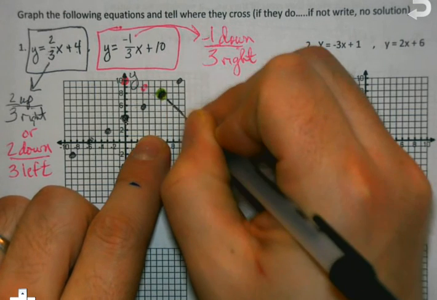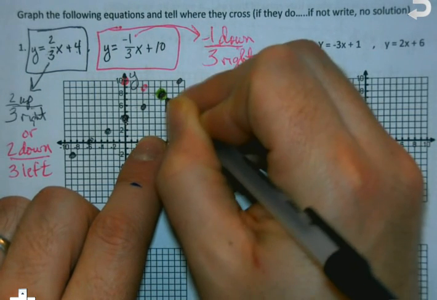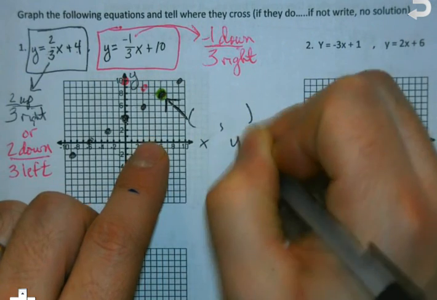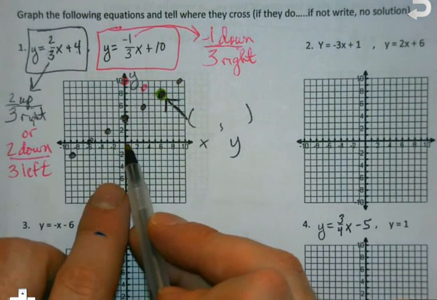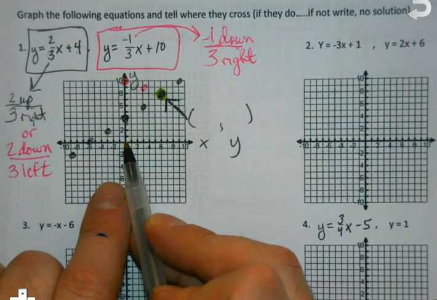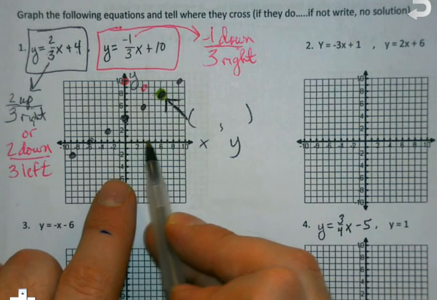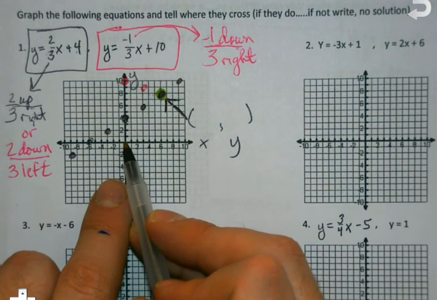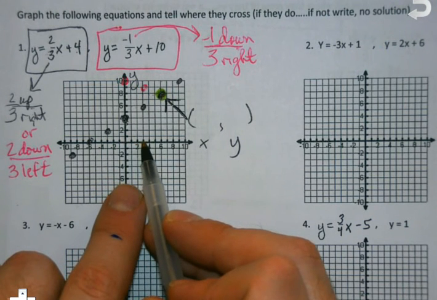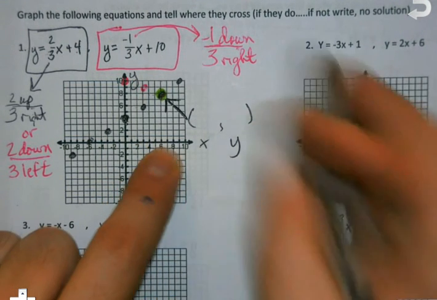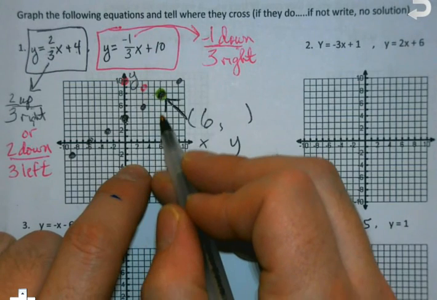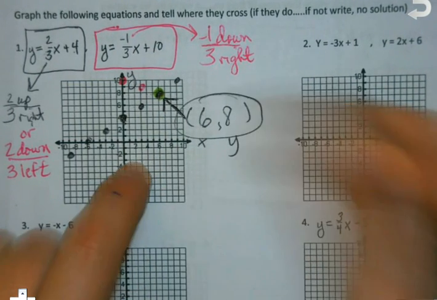So what is that point right there? If I start back at the beginning, how many do I go over, and then how many do I go up to get there? How far do I go over on my x-axis before I get lined up? 6. And then how many do I go up to get to the dot? 8. Bam.